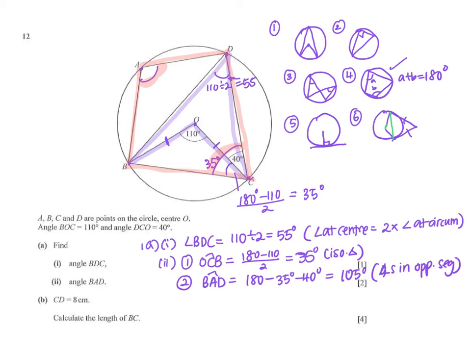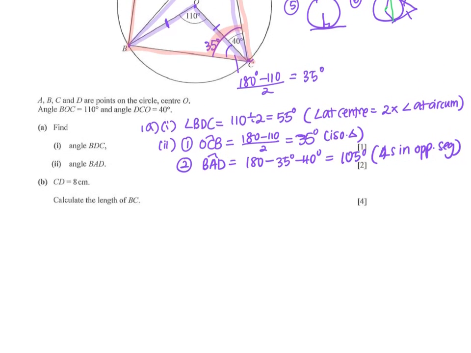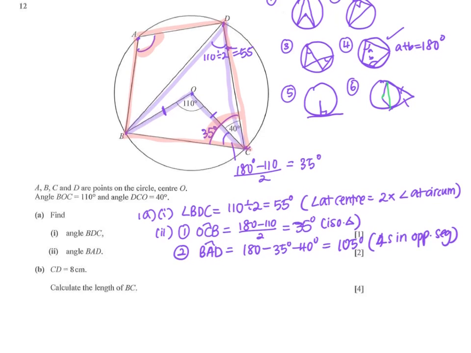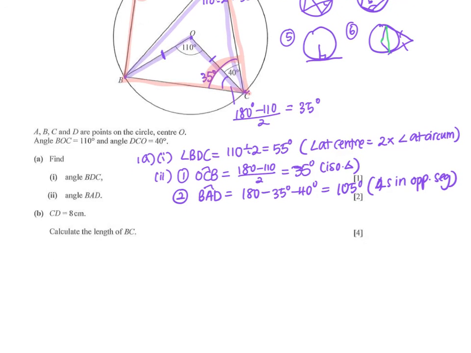Next, they tell us that CD is 8 cm. Oh, so probably we need to do a little bit of trigonometry. CD is 8 cm. I need to draw out the triangle with CD, and probably it will link to B. They want us to find the length of BC. I know that this angle over here is 55. I found this angle over here to be 75.